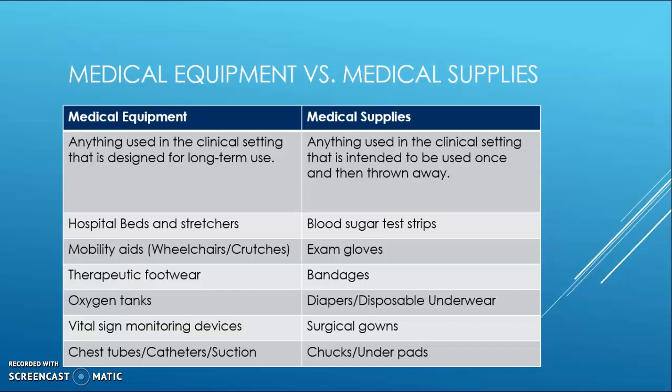So equipment are things like hospital beds and stretchers, wheelchairs, crutches, therapeutic footwear, oxygen tanks, vital sign monitoring devices, chest tubes, catheters, and suction. Many other things. And supplies, things that you just use once: blood sugar test strips, exam gloves, band-aids, diapers or disposable underwear, surgical gowns, and chucks or underpads. So all that stuff, not considered medical equipment. You just use it once and then you toss it.